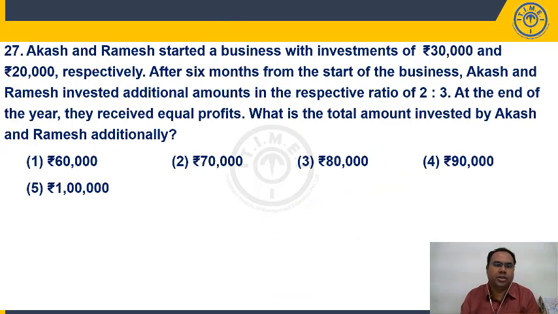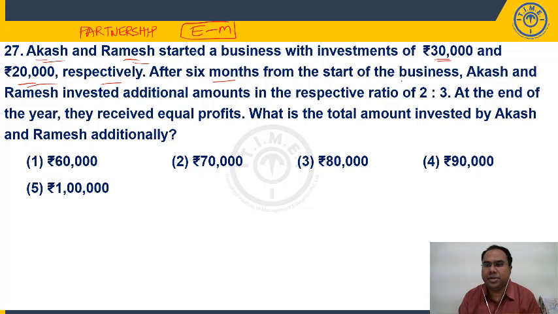27th question. Akash and Ramesh, so this is based on partnership. I can say it is easy to moderate. Not easy, not moderate, somewhere between easy and moderate. Akash and Ramesh started a business with investment of 30,000 and 20,000 respectively. After 6 months from the start of the business, Akash and Ramesh invested additional amounts in the ratio of 2:3. At the end of the year, they received, this is an important point, equal profits. What's the total amount invested by Akash and Ramesh?